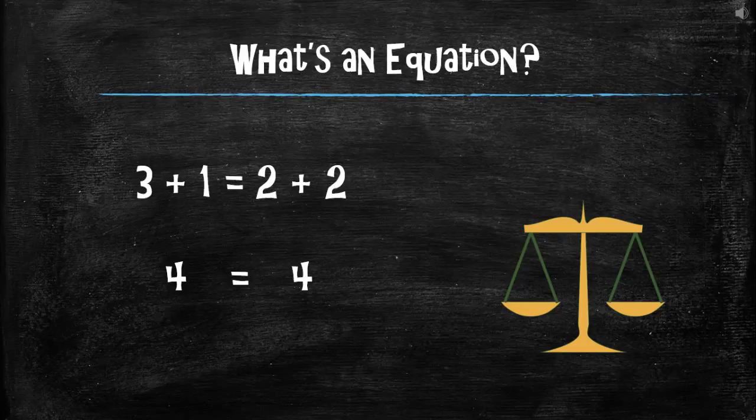And if you think of it like scales, each side has to be equal in order to balance the scales, and that's what we're doing here. The 4 equals the 4, and the scales are balanced.